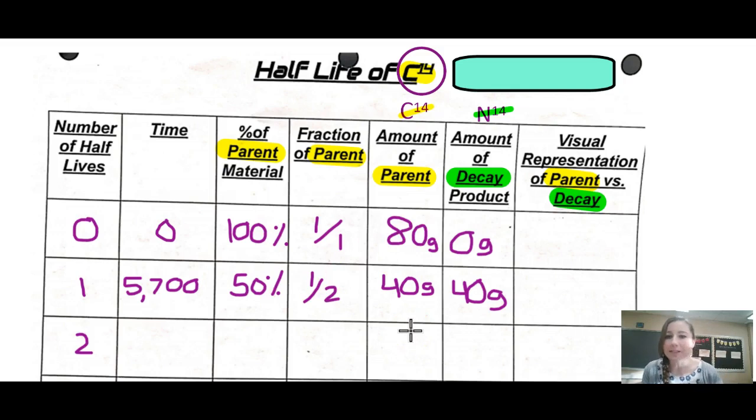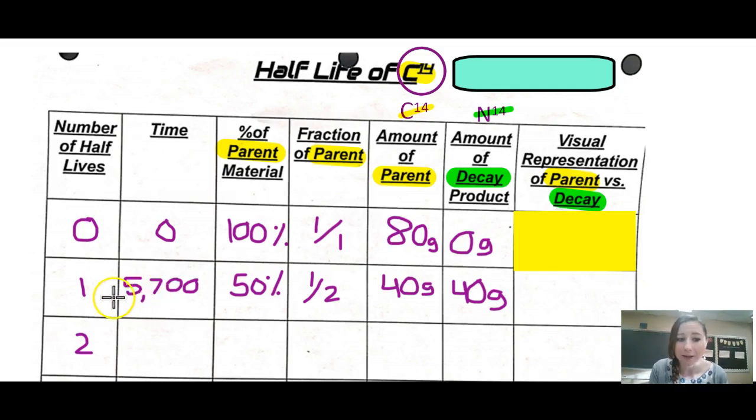For a visual representation, I want to shade in this box in order to see how much of the parent, which I'm going to use in yellow, and the decay is left, so we can kind of visualize how much of each piece is left. So after no half-lives, we had the full amount of the parent product, the full 80 grams of carbon-14. So I'm going to shade this whole thing in yellow to indicate that it's the full amount, 80 grams of carbon-14. There's no decay product yet.